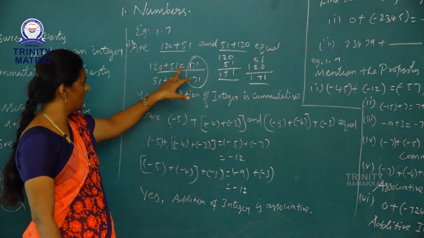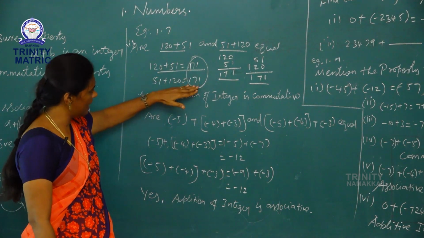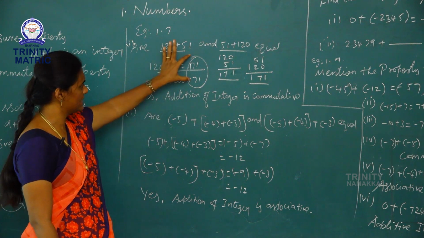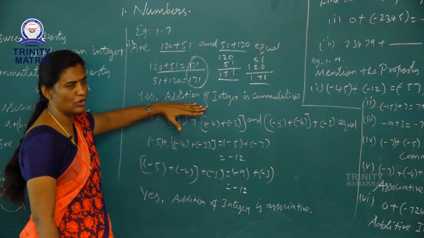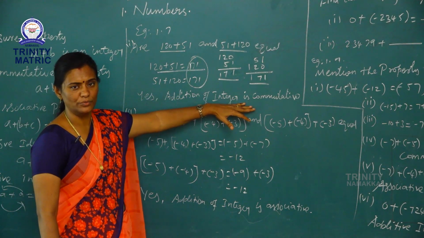When we change the order and add the integers, we get the same answer. So what is this? If we change the order, we get the same answer. That is the commutative property. Here addition of integers is commutative.